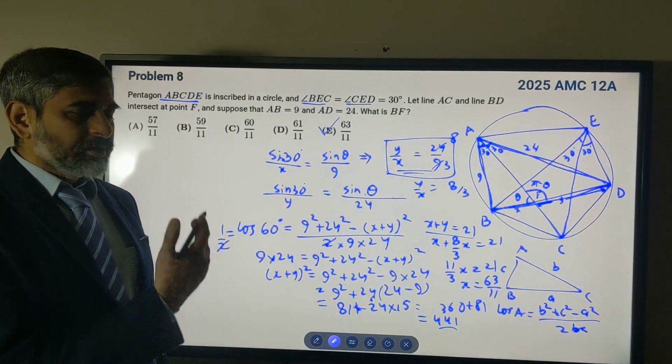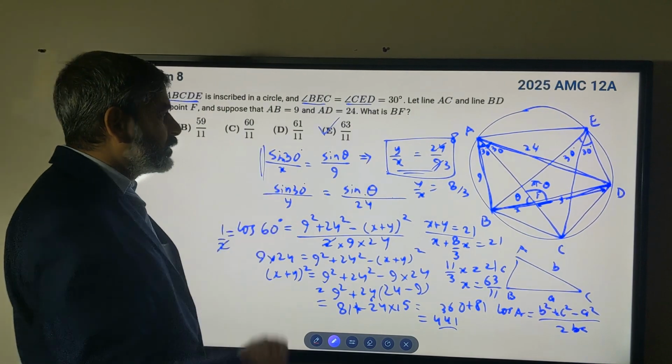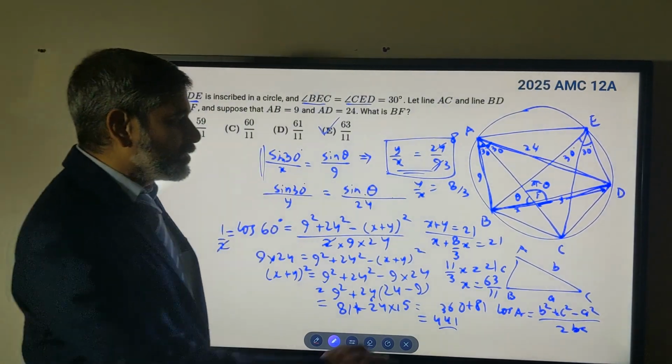So it looks like some simple applications. You need to know the sine law and the cosine law.